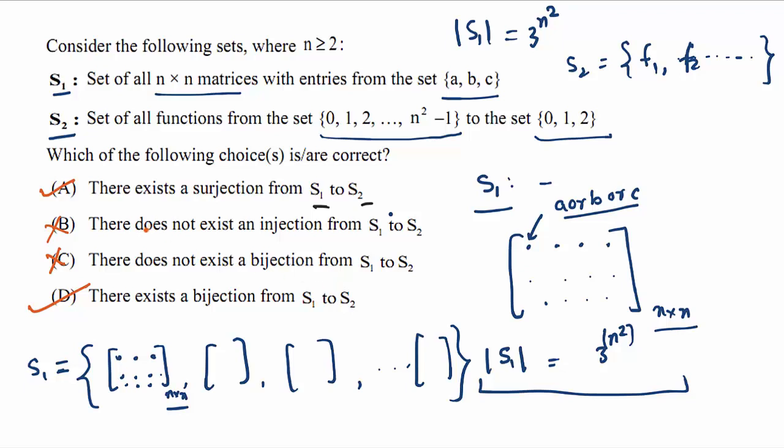So this question was easy. We just need to check the cardinalities, and we should know how cardinalities relate to the type of function that is possible between S1 and S2. I hope this is clear. Okay.